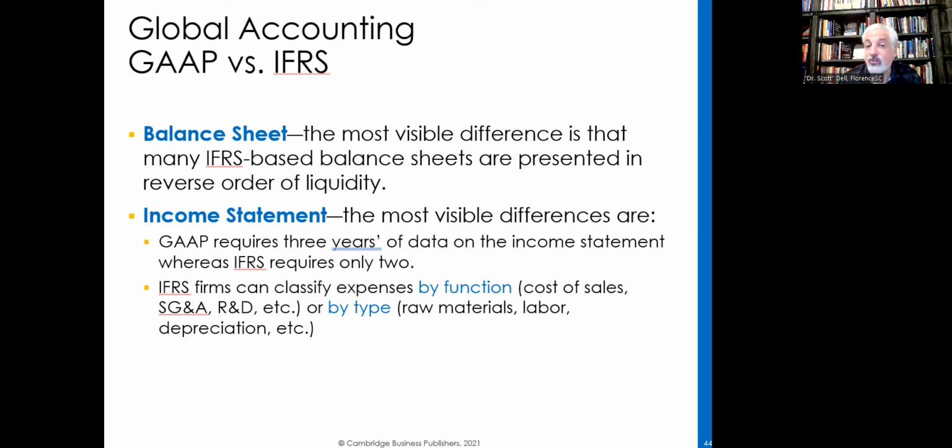So it's just different. They start with their non-current assets. That's what IFRS shows first, where on the balance sheet we show current assets first on GAAP. GAAP requires 3 years of data on the income statement. IFRS is only 2. We mentioned that earlier. Balance sheet is 2 years on GAAP. And then IFRS classifies expenses by function, cost of sales, SG&A, or by type. So the terms are the same, but the appearance is a little bit different.